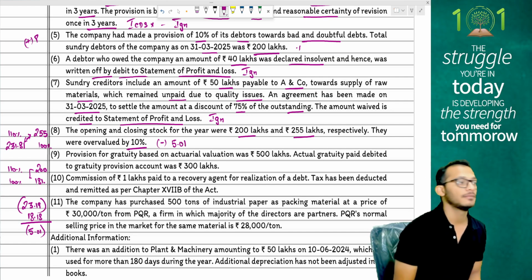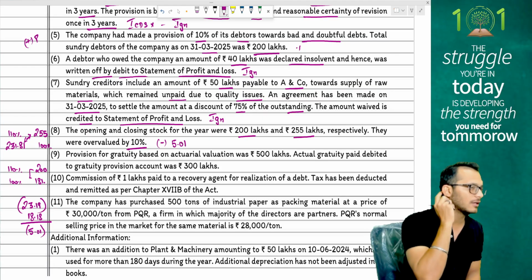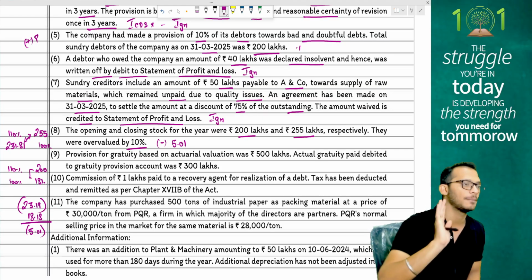Decimal differences. Agreed, not agreed? People, you need to know what is happening in accounts before you end up in taxation. Without knowing accounts, you cannot do taxation. Not happening. Yes or no?